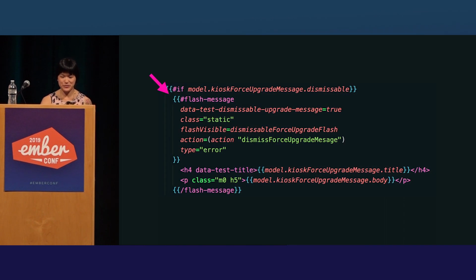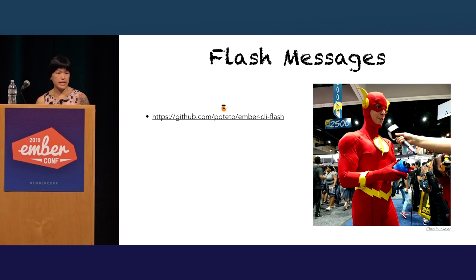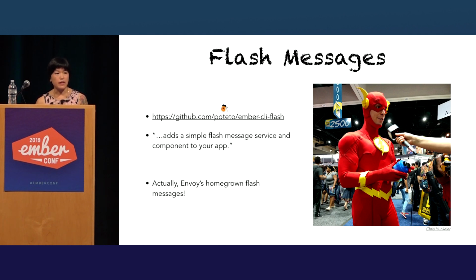Next up is F, which is the flash message. So honestly, I hadn't ever heard of this pattern before coming to Ember. So I was like, what is a flash message? And then I found some more documentation. Ember flash message says that you can add simple flash, it adds a simple flash message service and component to your app. But then I actually found out that our flash message is our homegrown flash message component.